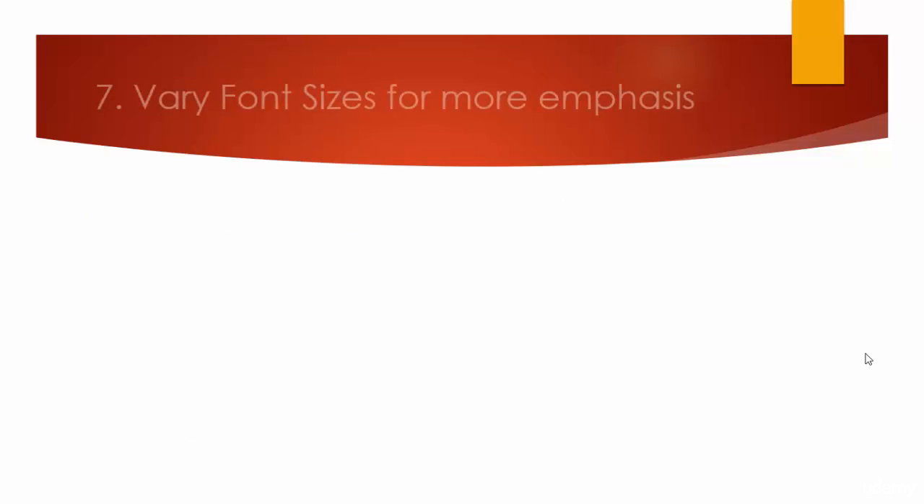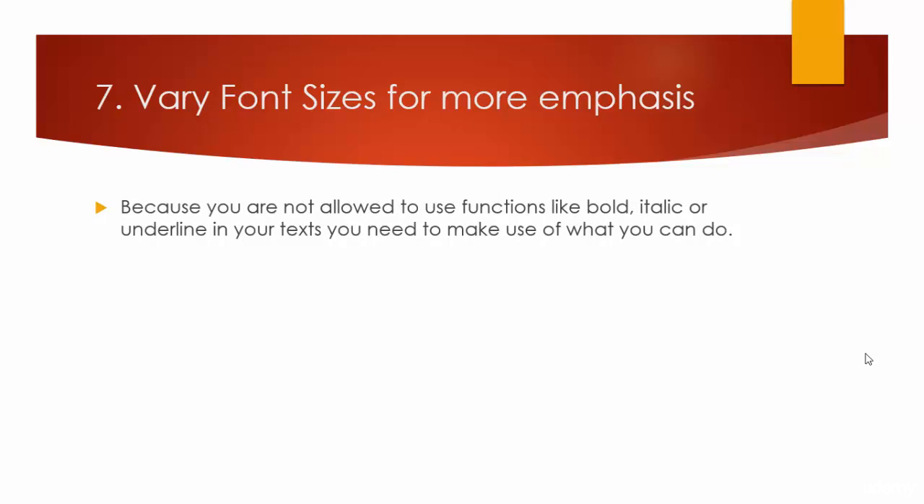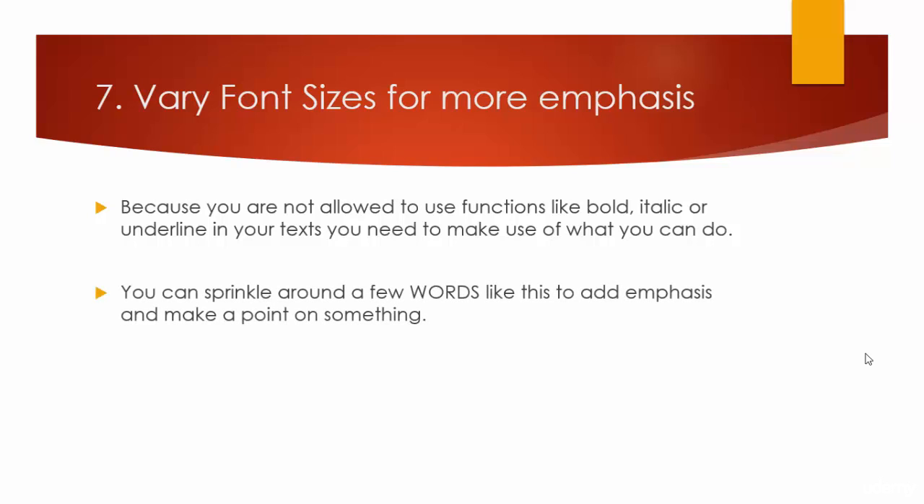And the seventh tip, but not the last one in importance, is to vary font sizes for more emphasis. I haven't seen a lot of people doing this, but this can be very, very effective. But you have to be very attentive when you are using this, because it can also annoy, but if you use it right, it's very, very good. It's a very good trigger. Because you are not allowed to use functions like bold, italic, or underline in the text of the ads that you create on Facebook, you need to make use of what you can do. And practically you can sprinkle around a few words written in CAPITAL LETTERS, just like this, to add emphasis and make a point on something.